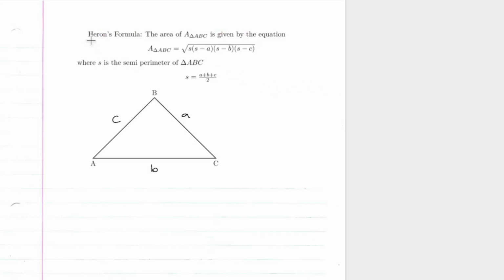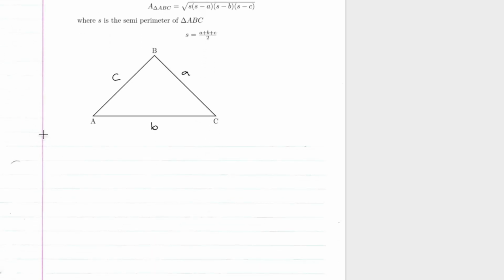Okay, so today we're going to prove Heron's formula, which states that the area of any triangle ABC is given by the equation: the area is equal to the square root of the semiperimeter S times (S minus a) times (S minus b) times (S minus c), where of course S is equal to the length of a, which is opposite of angle A, plus the length of b, which is opposite of angle B, plus the length of c, which is opposite of angle C. All right, so let's go ahead and start this proof.